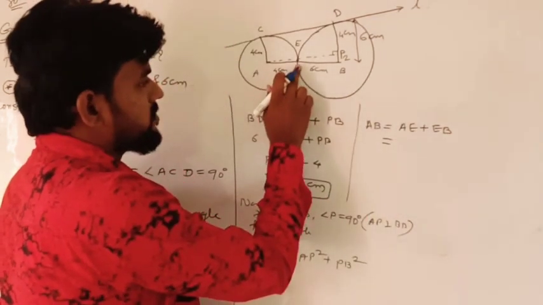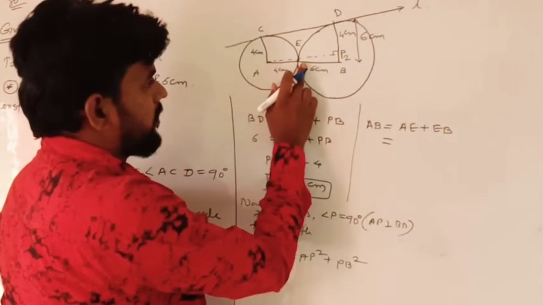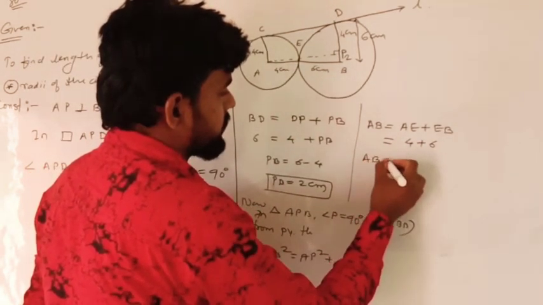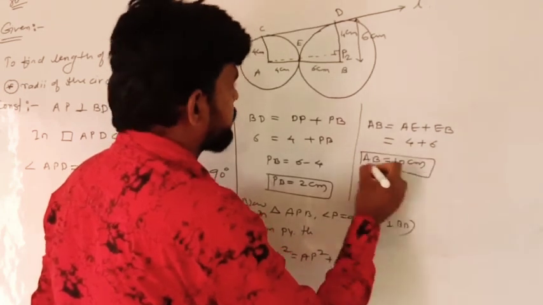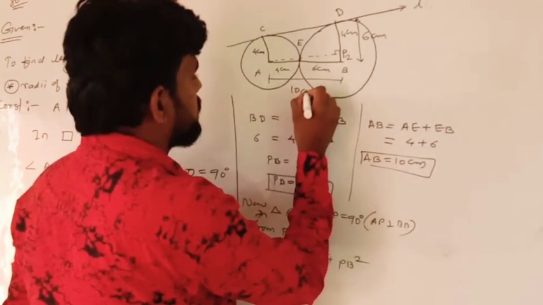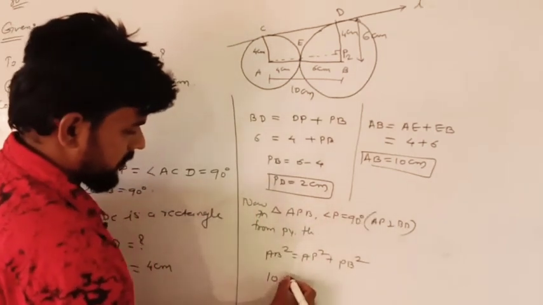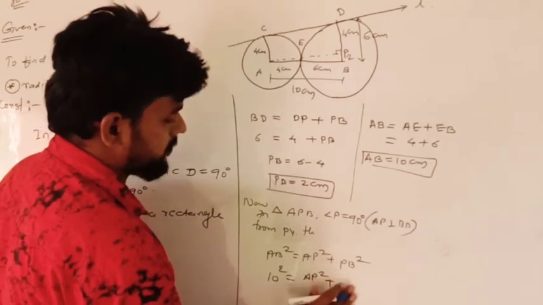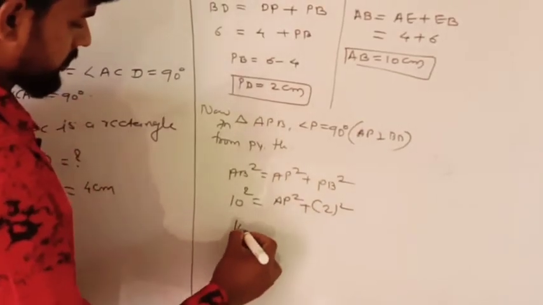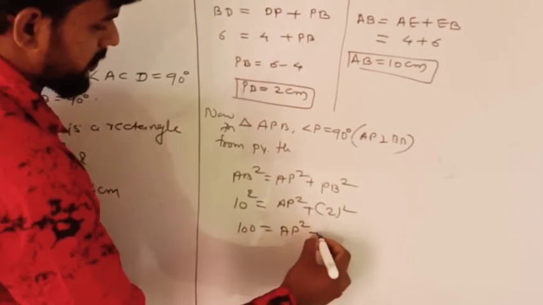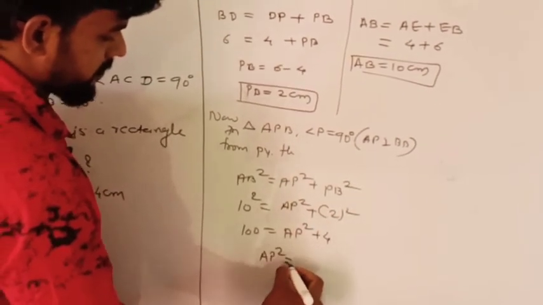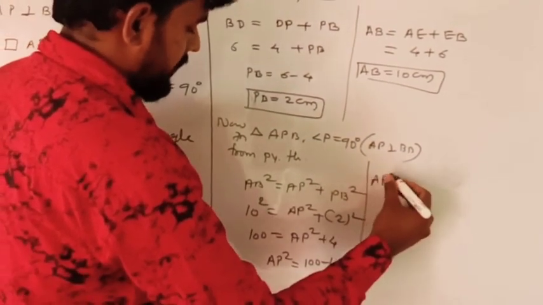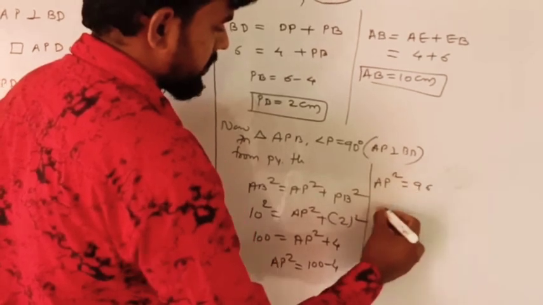A is the radius of the first circle and EB is the radius of the second circle. So 4 plus 6, AB is equal to 10 centimeter. This we got, 10 centimeter. Now AB square is equal to AP square plus PB square, so 100 is equal to AP square plus 4. Now AP square is equal to 100 minus 4. Now AP square is equal to 96.